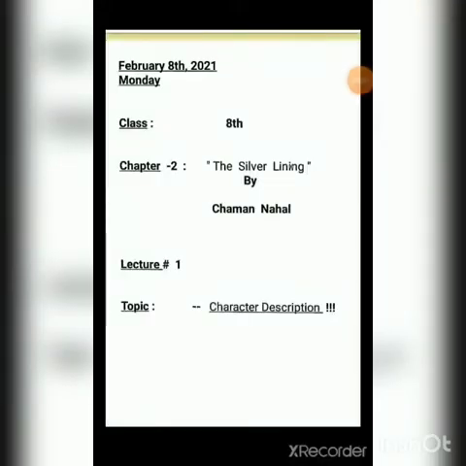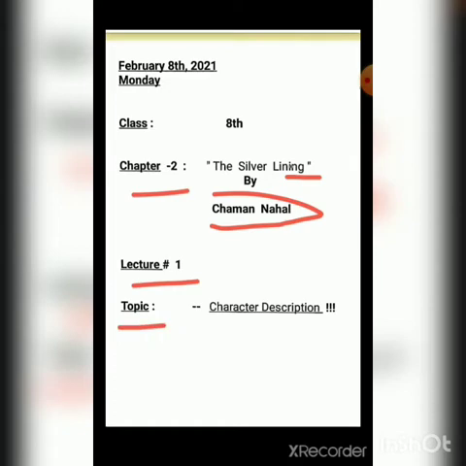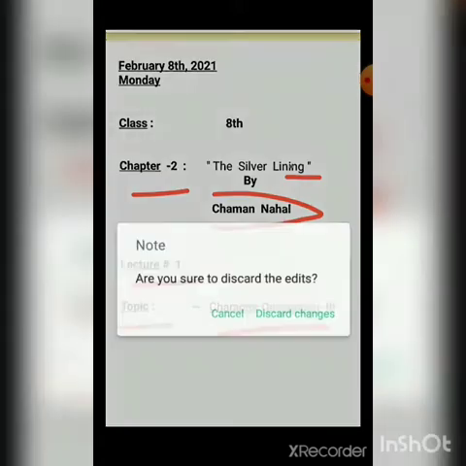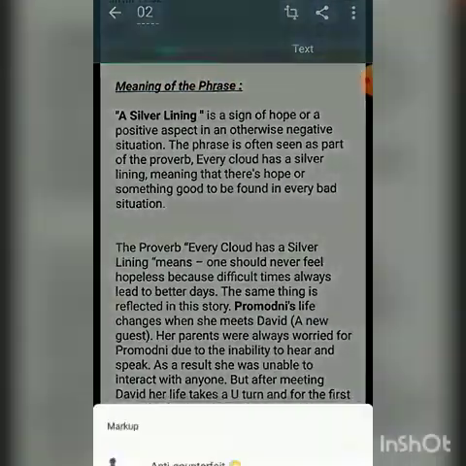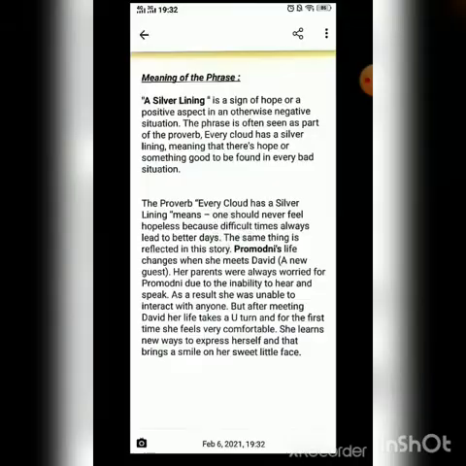So this is chapter number 2, "The Silver Lining", written by the author Shama Nehal, and this is lecture number 1, and the topic is character description. Along with the character description, we are also going to learn about the theme of the story. As you know, we have discussed a short summary of the story in the class, so that is why we are going to learn about the theme here.